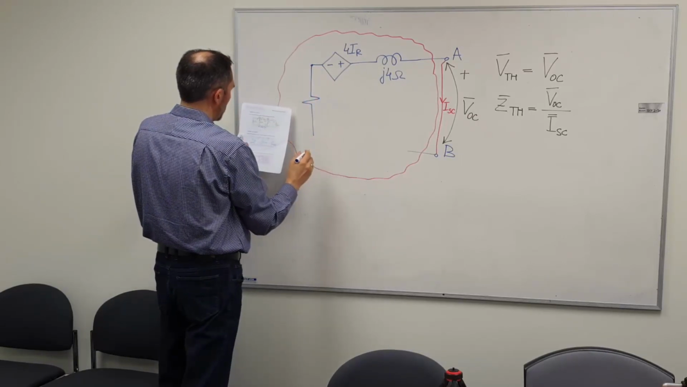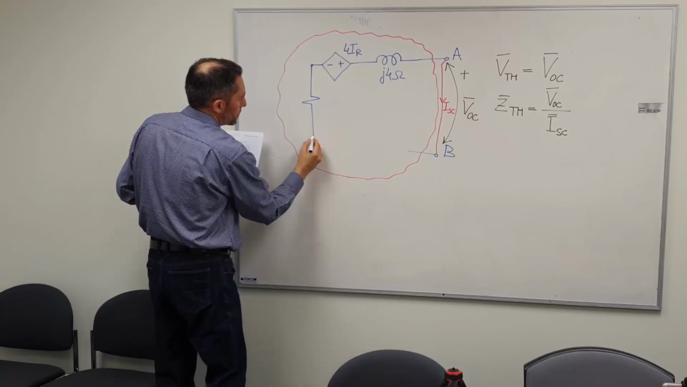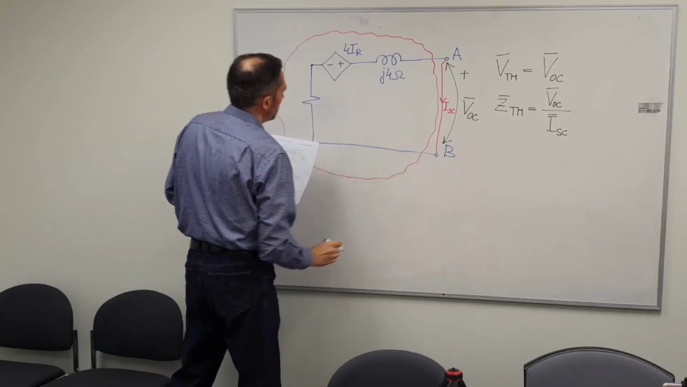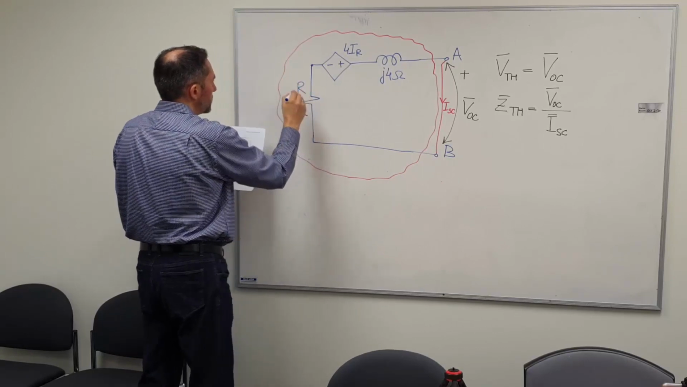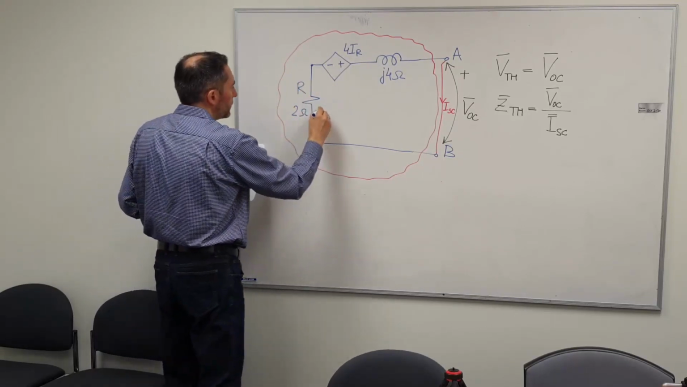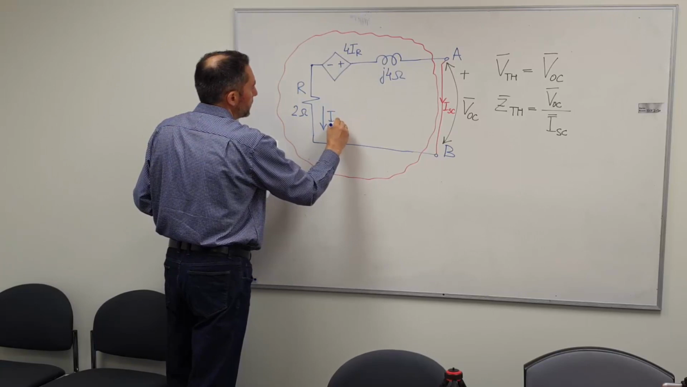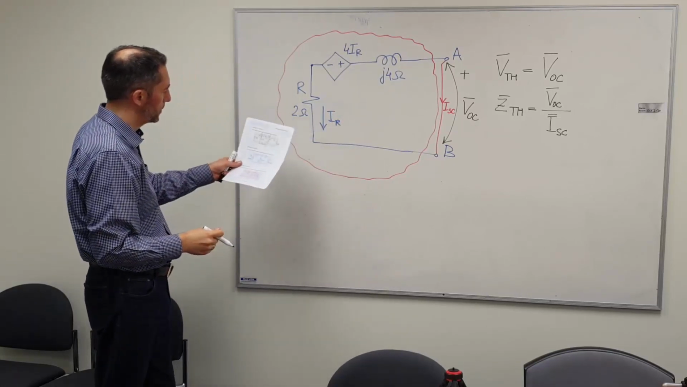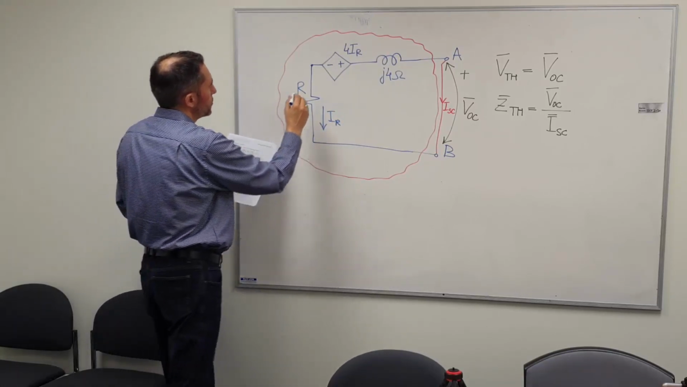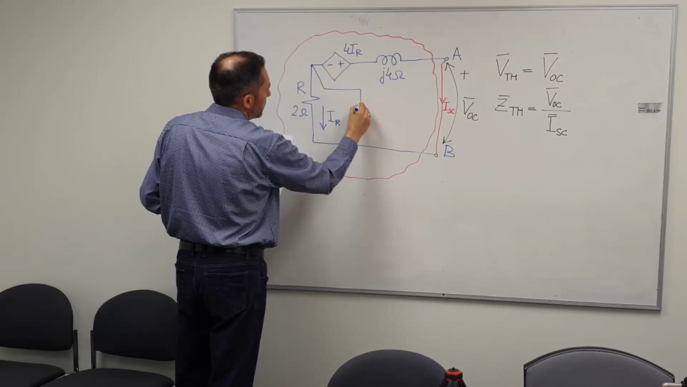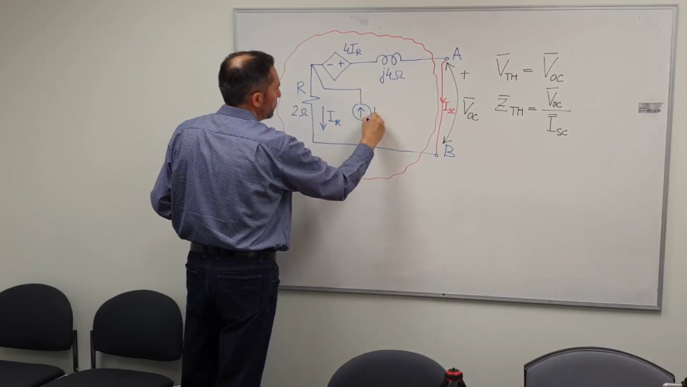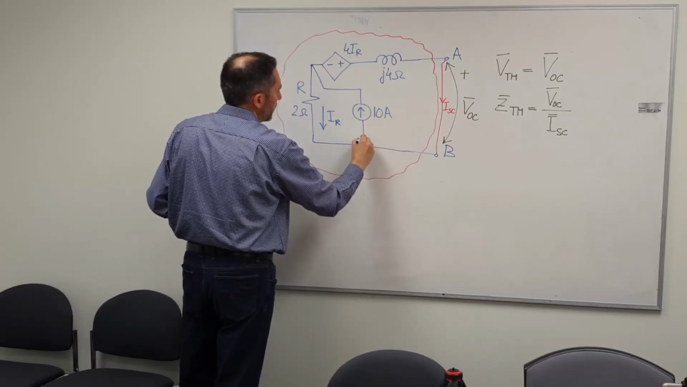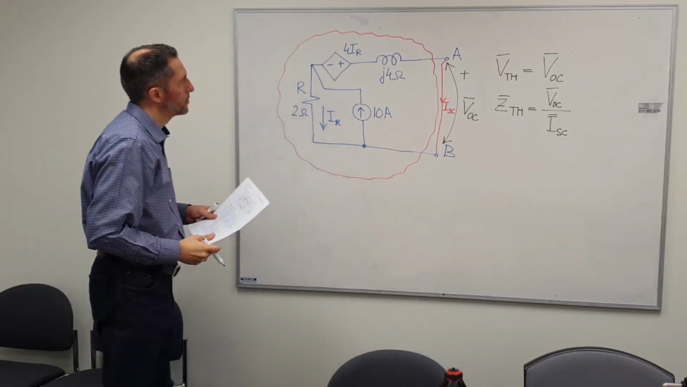Okay, so then I come to this point, and then I have two branches. Let's say one branch goes through the resistor and goes back to terminal B. This is my 2 ohm resistor R, and I have current IR that flows through that resistor. And then I have another branch which has an independent source, and that's a current source that pushes 10 amps in that branch.